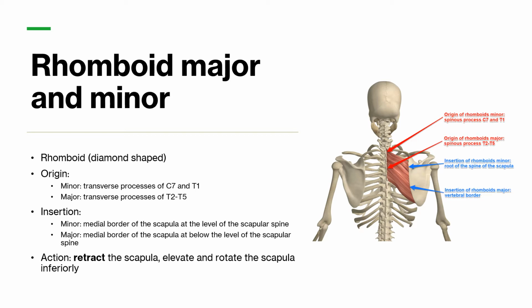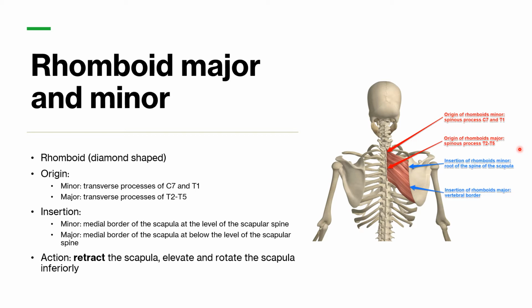Anyway, the rhomboid minor originates from the transverse processes of C7 to T1. The rhomboid major originates from the transverse processes of T2 to T5. So they originate here.